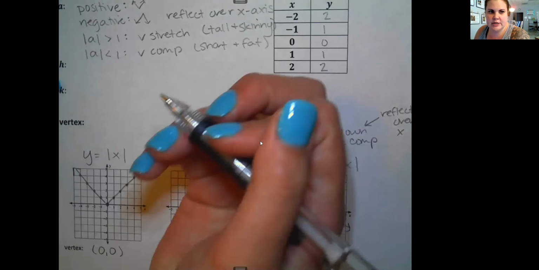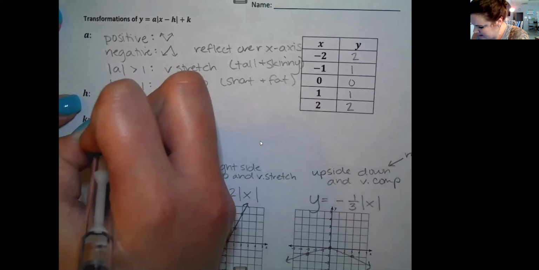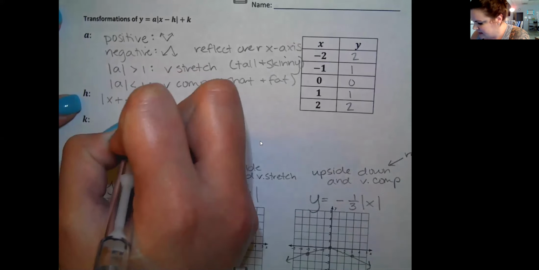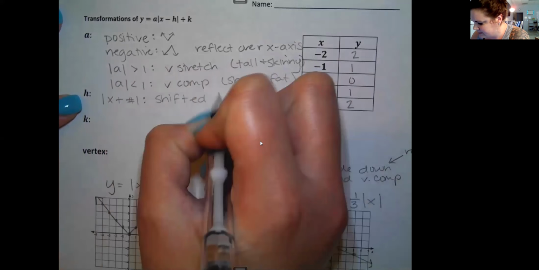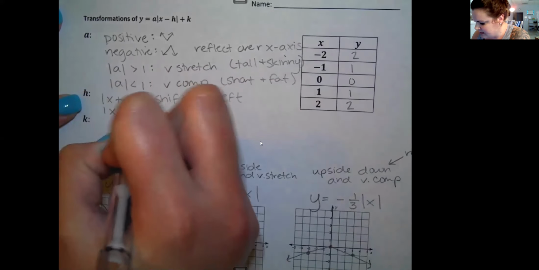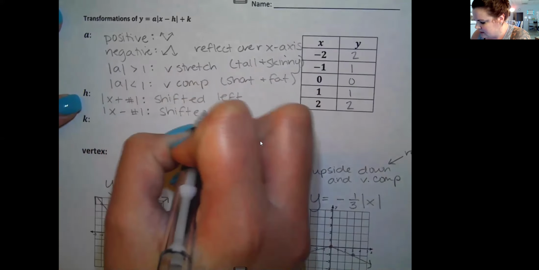So I'm going to put, if I see x plus a number, it is shifted to the left. If I see x minus a number, it is shifted to the right.